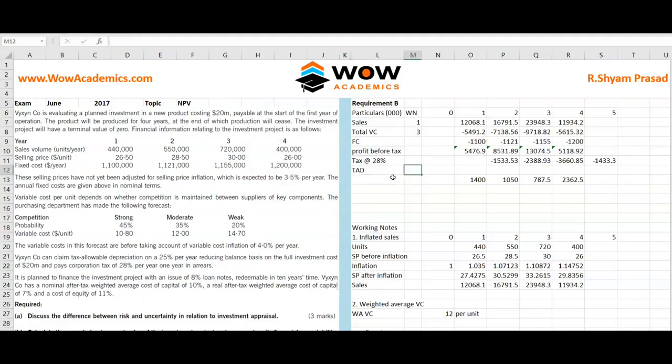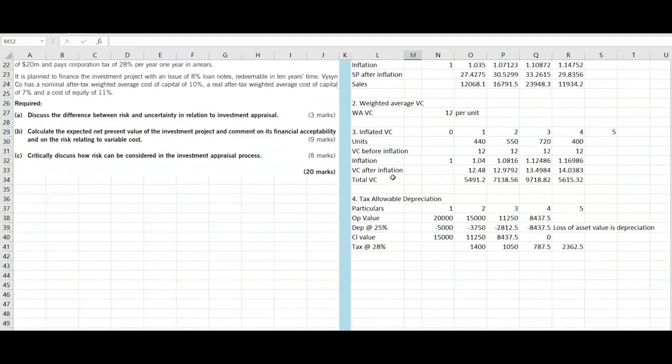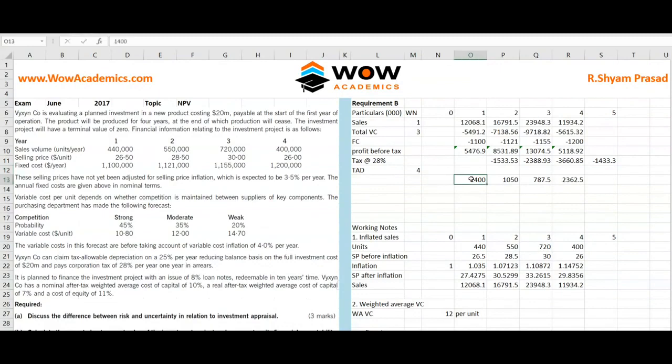So you can take it off this. This one was working note number 4, and we have the depreciation, the tax allowable depreciation. All these numbers have to occur for the 2nd to the 5th year, and they should be a positive number. So we have got all the numbers here, and now we have to find out the profit after tax.